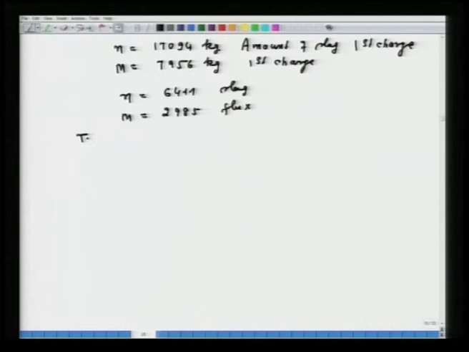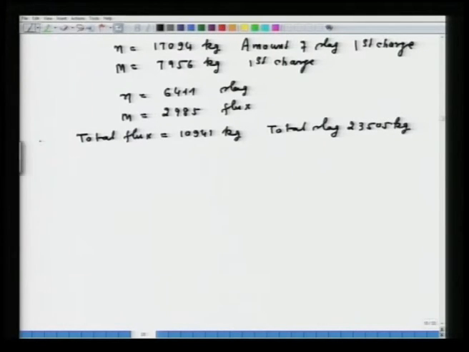So, the total flux will be the addition of both, that is 10941 kg, and total slag, that will be 23505 kg. So, that is the answer for that particular part. This is in fact the part A. Now, the B part, you have to find out, even the A part you have to find out weight of blister copper.